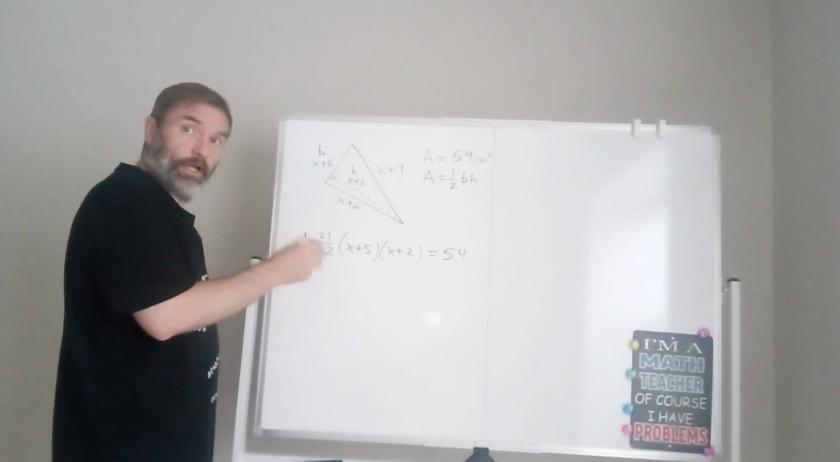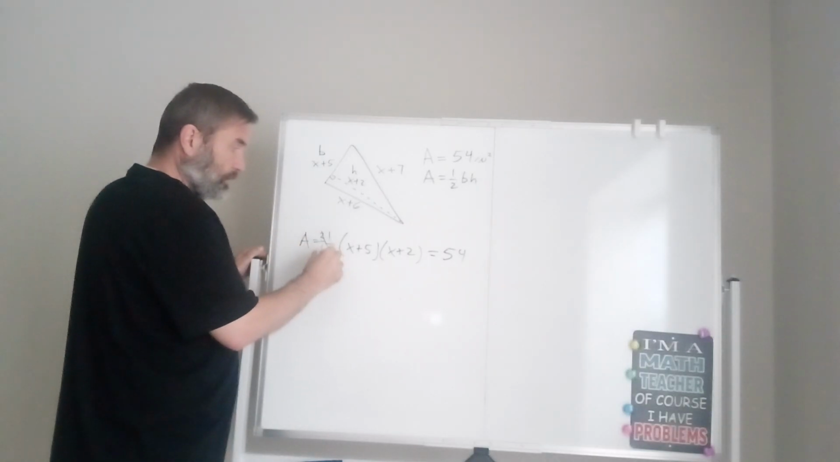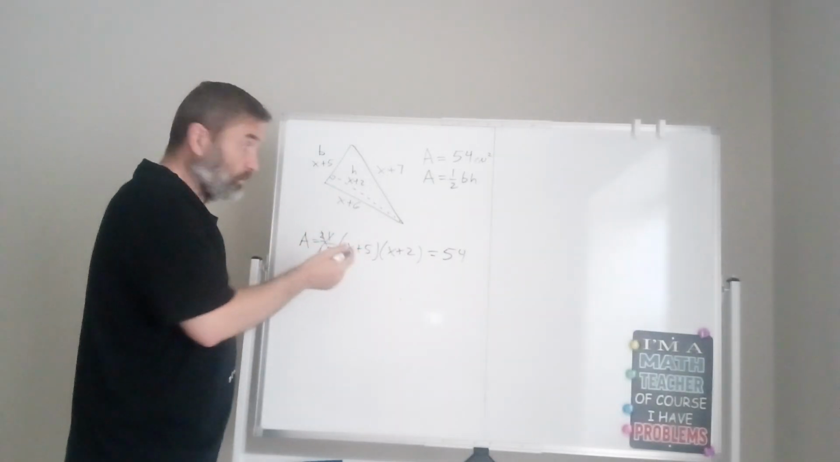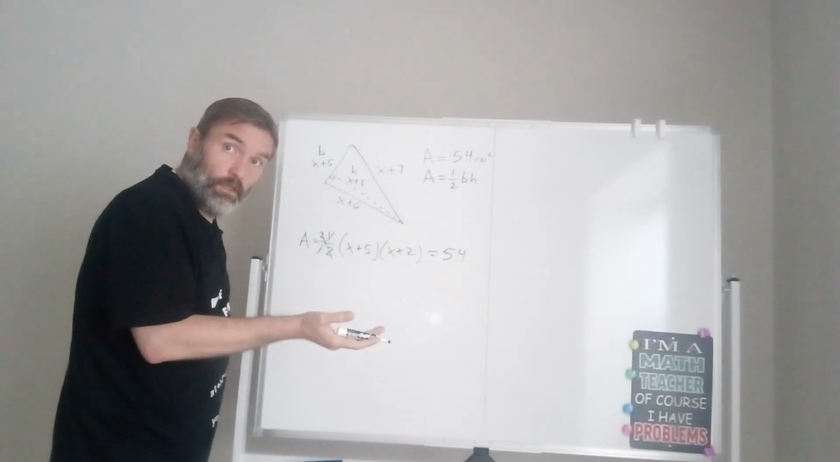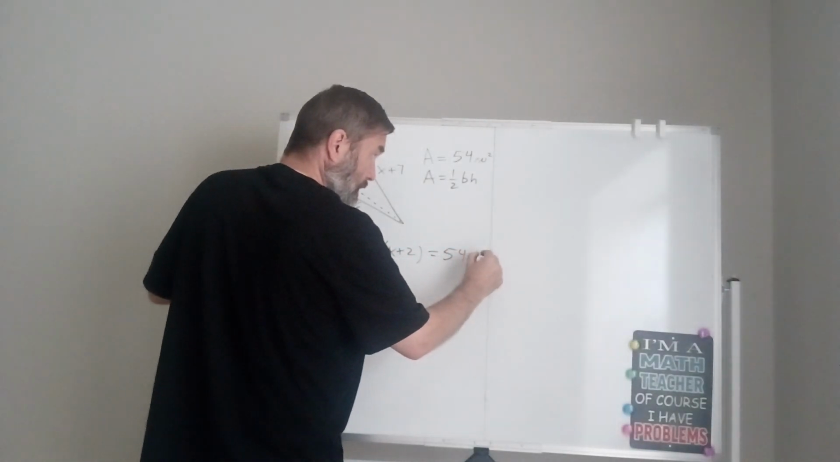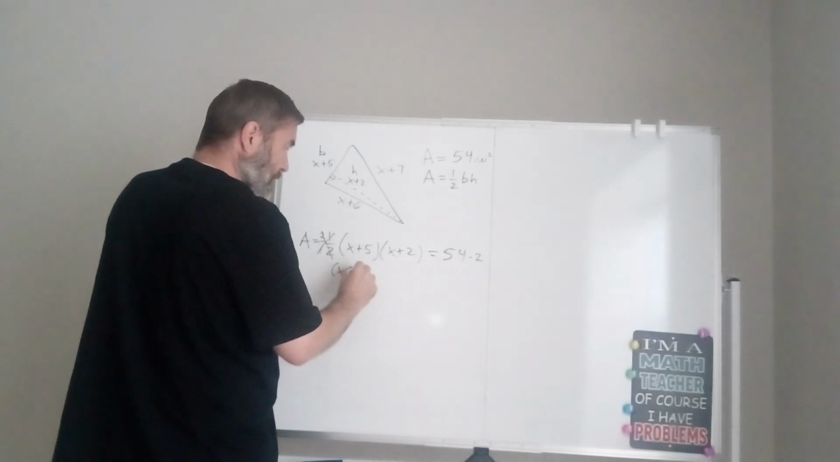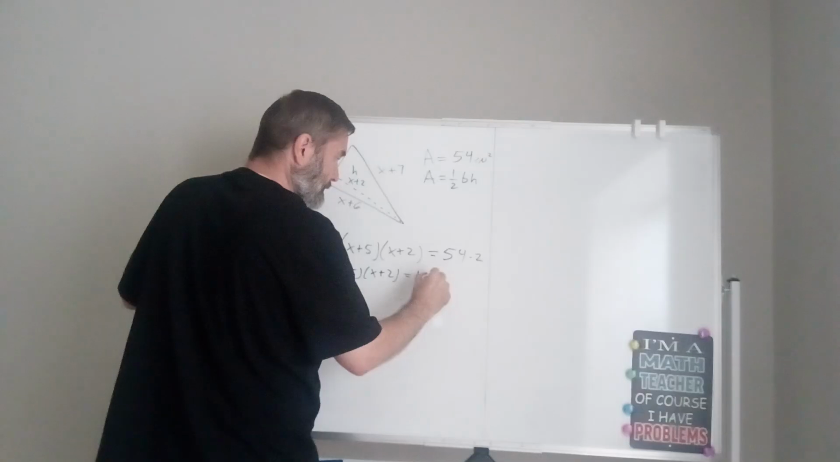When you get rid of a fraction by multiplying by its reciprocal, the reciprocal of 1/2 is 2/1. What do the 2 and the 1's do? They cancel, they go to 1. Now there's a 1 in front of here. And recall that 1 times anything is itself. So now you just have to deal with that. But of course, the great rule in algebra, what I do to one side, I do to the other. Okay, so now you're left with x plus 5 times x plus 2 equals 108.